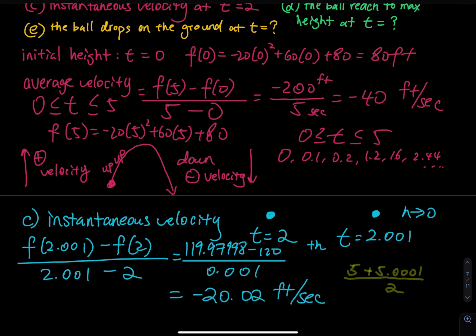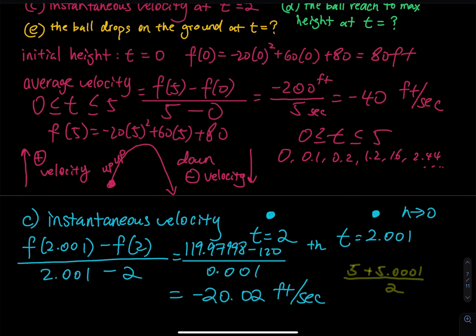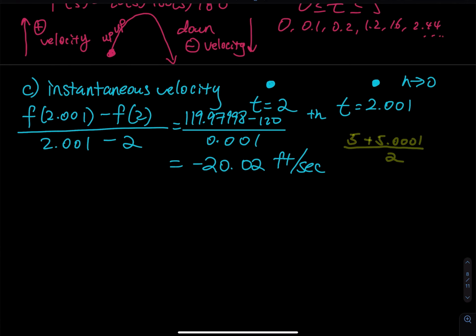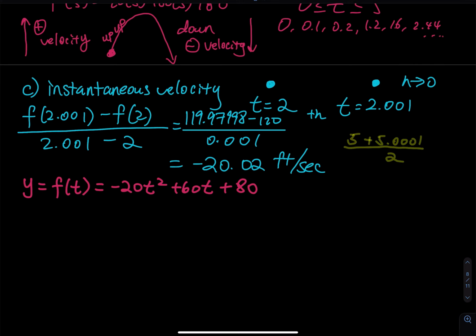Okay, now what about the method using a limit? Do you still remember this function? It describes where the ball is. Let me copy it and paste it over. When t equals 0, the ball is still in your hand, and y equals 80. So initially the ball is 80 feet above the ground. So this tells you the position of the ball.